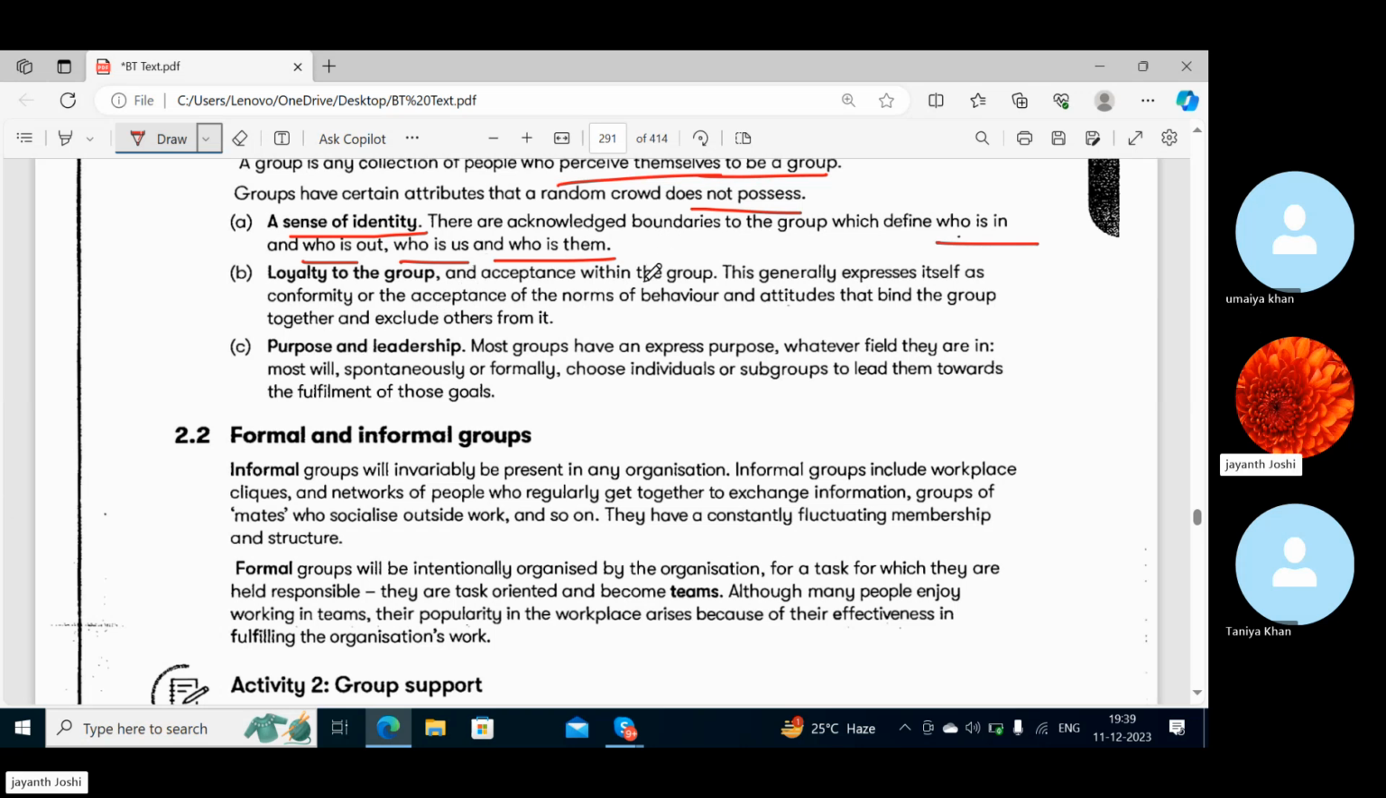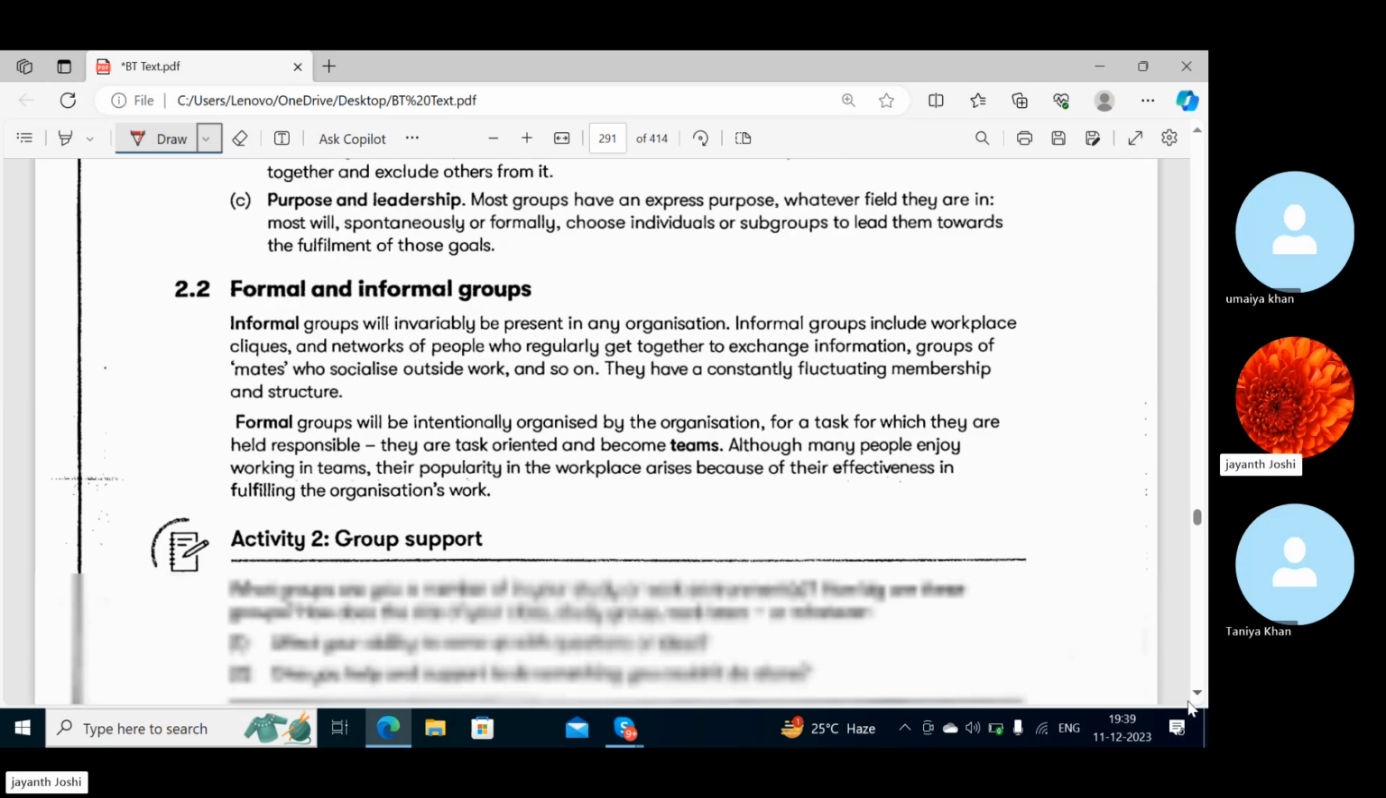Loyalty to the group and acceptance within the group. Loyalty means how faithful you are to the group, to the entire group. That means if you are loyal, then there will be acceptance, right? So this generally expresses itself as conformity or acceptance of the norms, whether you are accepting every norm and behavior, and you are having an attitude that binds the group together and excludes others from it, the one who is not suitable for that.